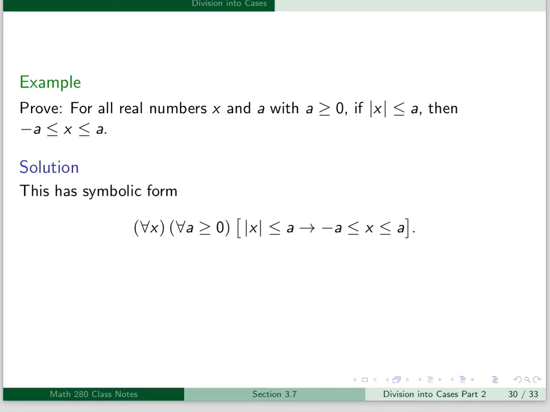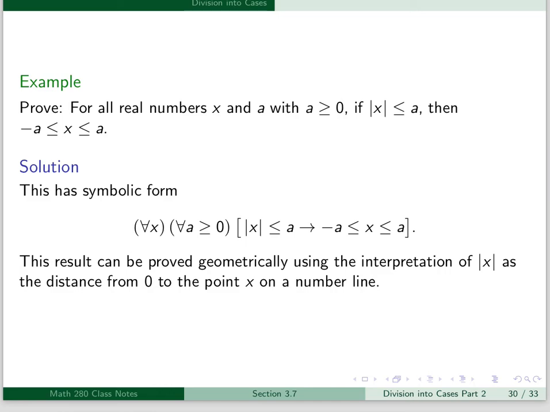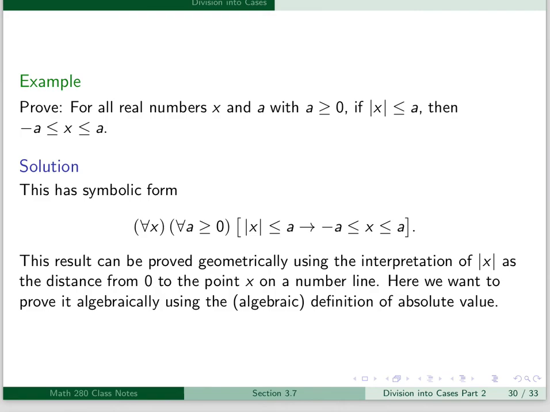So our symbolic form is for all x, for all a greater than or equal to 0, absolute value of x less than or equal to a implies negative a is less than or equal to x is less than or equal to a. Now this result can be proved geometrically using the interpretation of the absolute value of x as the distance from 0 to the point x on a number line. Here we want to prove it algebraically using the algebraic definition of absolute value.